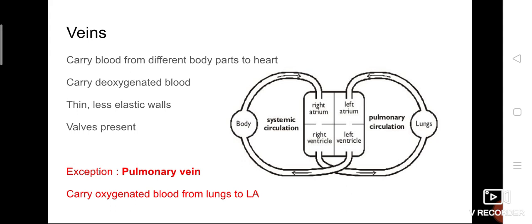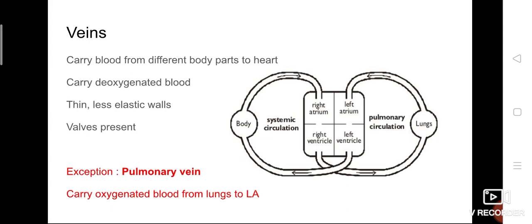To maintain that one way, valves are present. To prevent the backflow of blood to the cells, valves are present here, because veins are carrying deoxygenated blood. That blood should not enter into the cells again. Okay, here also there is one exception, because I told you veins carry blood from different body parts to the heart.